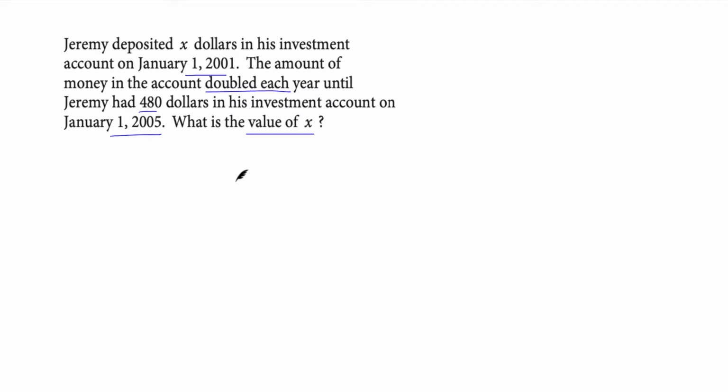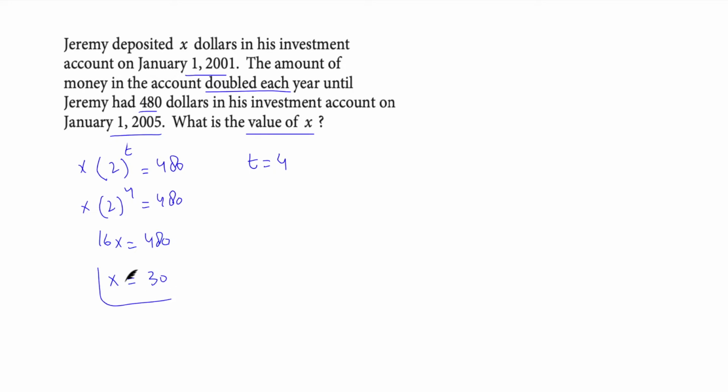So the situation can be represented by the equation X into, this is our principal amount, it doubles each year, raised to power t equals 480. And in this scenario, t equals 4 because you just subtract 2001 from 2005, you will get t equals 4. Let's replace the value. What do we get? X into 2 raised to power 4 equals 480. 16x equals 480. Do the math. X equals 30. This is our answer.